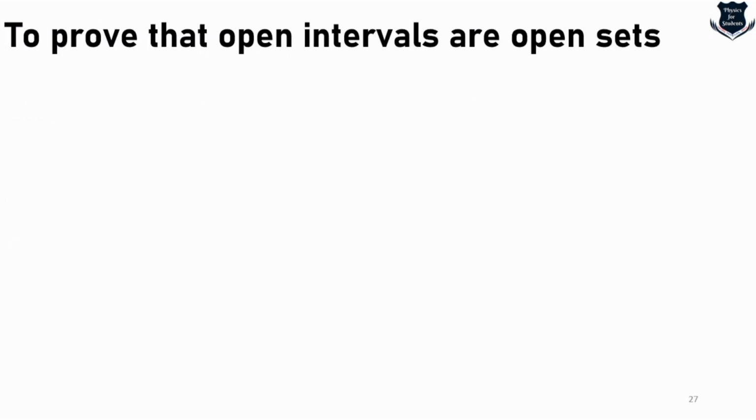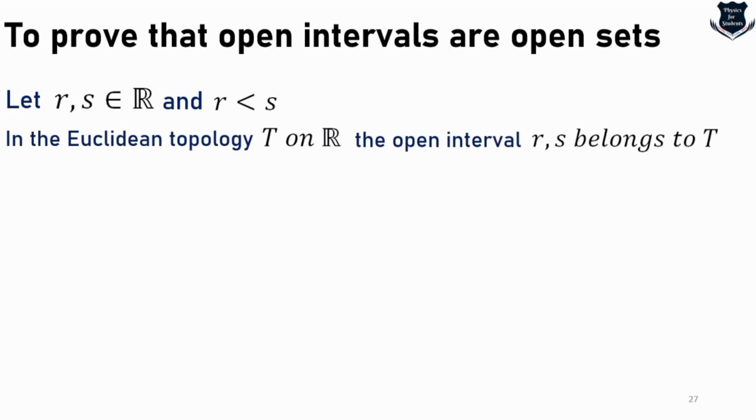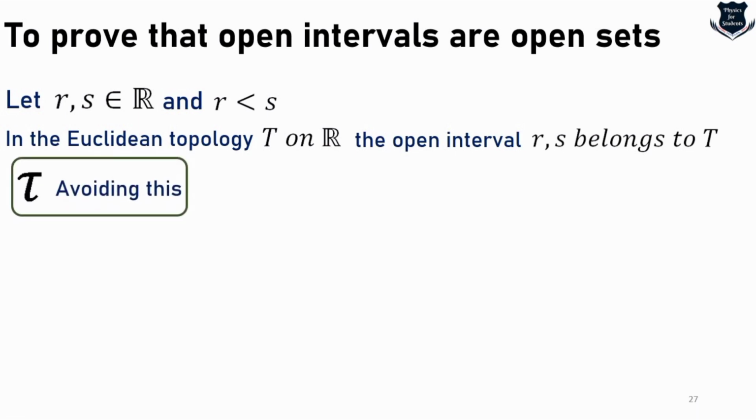Okay, now what we do is that we are going to prove that open intervals are open sets. This is important because until we prove this, we won't be able to go forward. So how do we do that? Let us take R and S, which are elements of R, and (R, S) is the open interval, and R is less than S. So in the Euclidean topology, you can see T is on R, so (R, S) belongs to T. Now we are avoiding the concept of tau. I am just using T for topology. Most of the standard books, you will find they are using tau, but I am just avoiding tau.